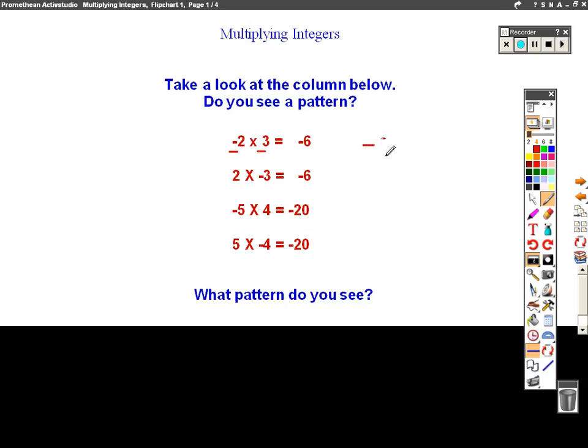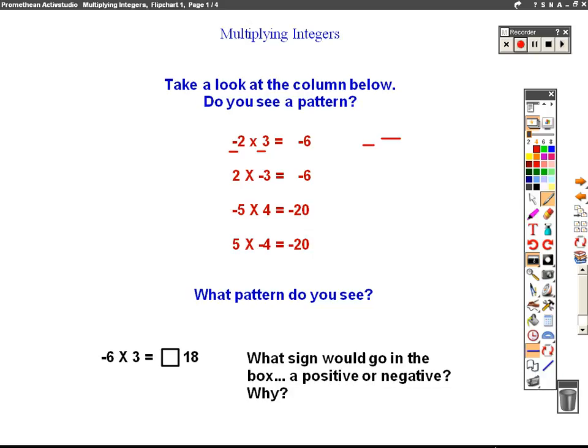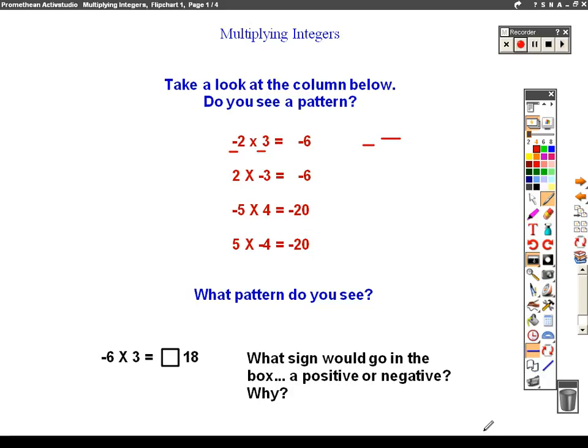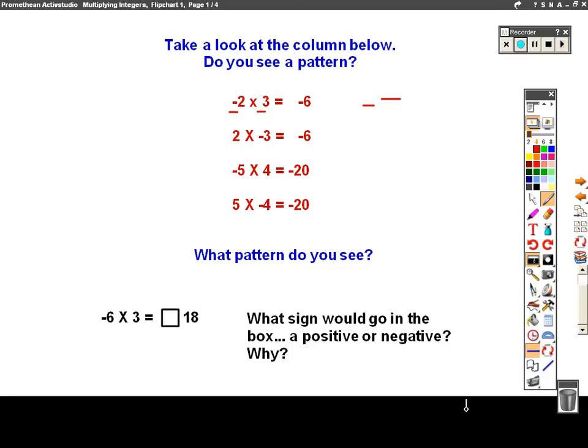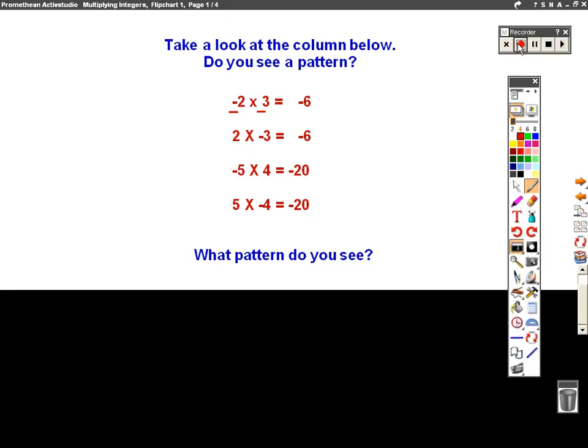If you notice, there's a negative number being multiplied by a positive number. Now some people might say, Ms. Hanson, how do you know that that's a positive number? Well, if you look, there's nothing in front of it. If there's nothing in front of it, it means that it's a positive number. For example, if you're 14 years old, you don't write it positive 14. You just write it 14. So whenever you don't see a sign in front of a number, you have to assume that it's a positive number.